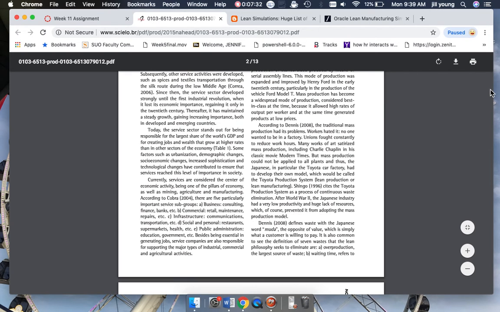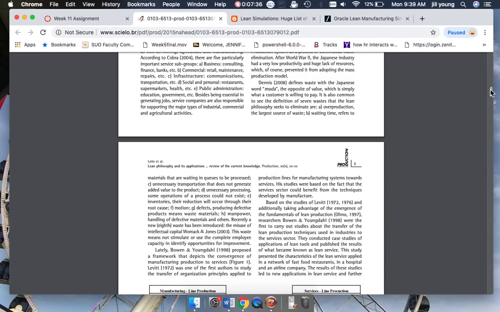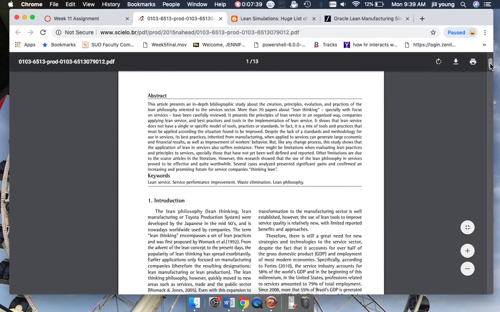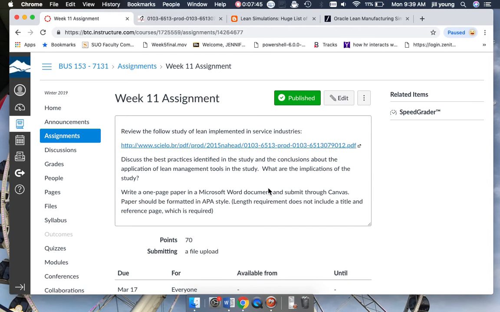In this case, we have the service industry. So we're applying some lean applications in the service industry. And I want you to discuss that. So what I really want to see in the paper is what are the best practices in the study, the conclusions about lean management, and what are the implications. Those are the main things I want you to discuss.